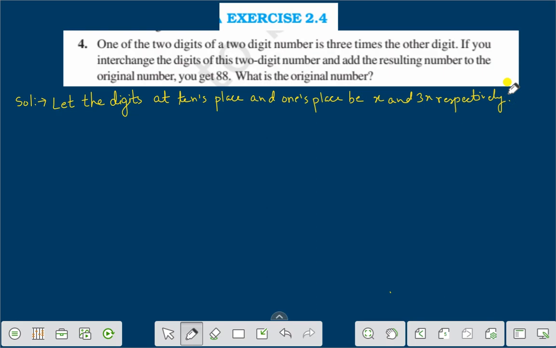Therefore, the original number is equal to 10x plus 3x, which is equal to 13x.